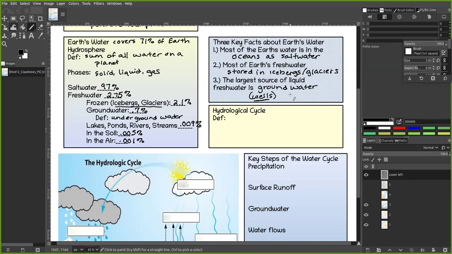Now, the hydrological cycle is also known as the water cycle. Most of us have learned the water cycle at one point or another in our schooling. The definition is it's the processes by which water is continuously exchanged between water sources.